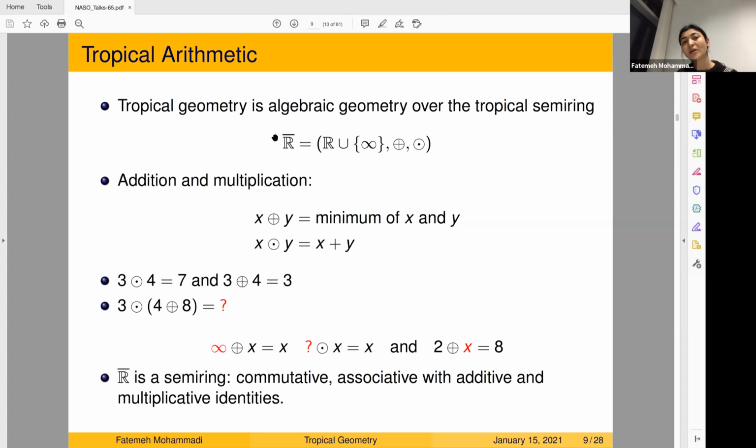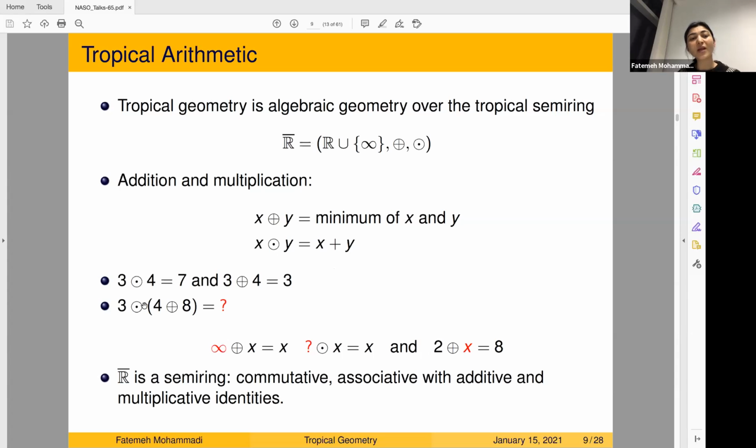And by tropical semi-ring, I mean you take all the real numbers and then you add infinity to it. And then you define the tropical addition and tropical multiplication in a new way: the tropical addition is going to be the minimum of 2 numbers, the minimum of x and y, and the tropical multiplication is going to be the sum of 2 numbers. So you just change the notion of addition and multiplication in the usual arithmetic to minimum and summation.